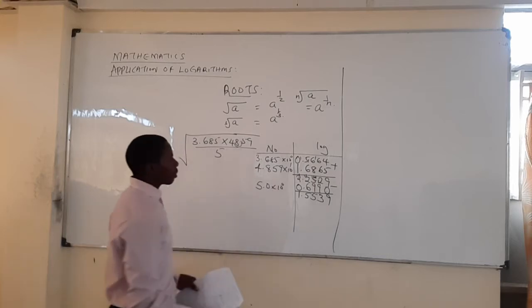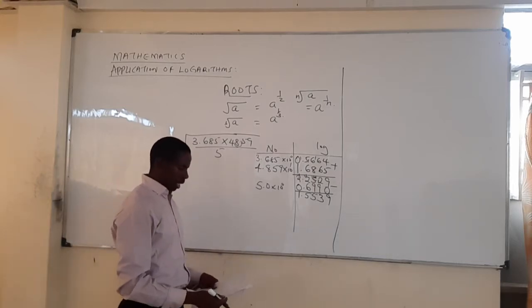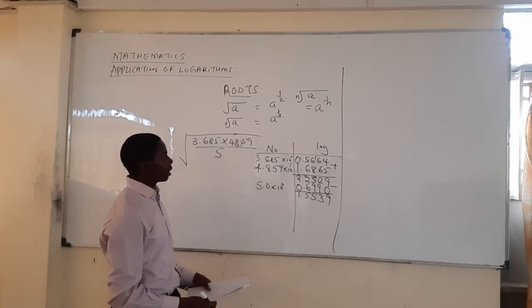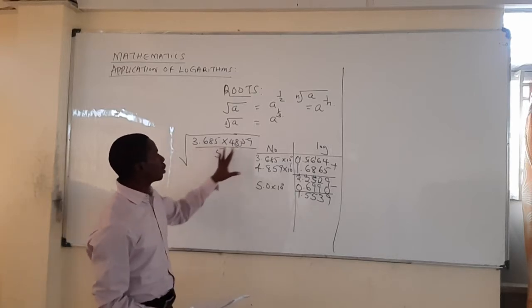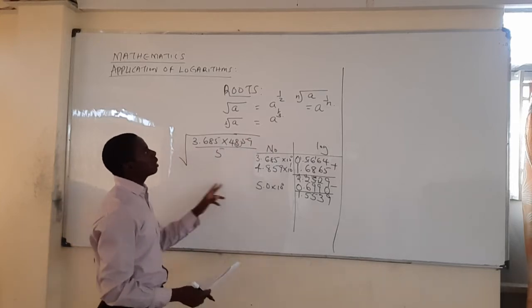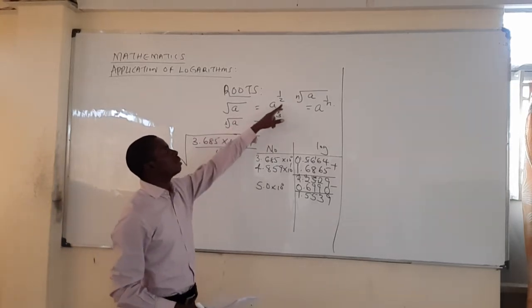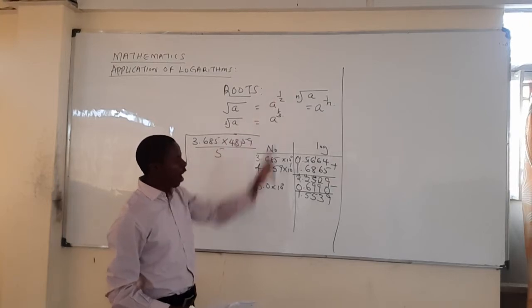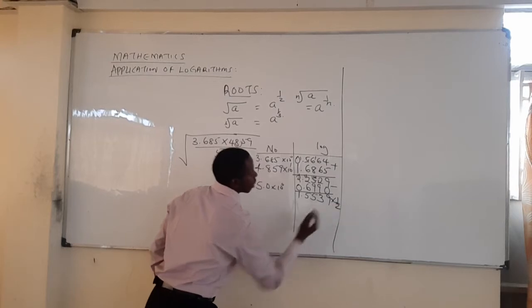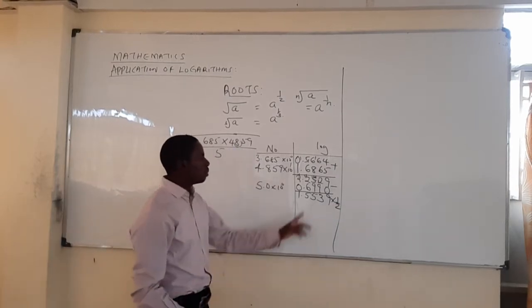So when we divide that, we get 1.5539. So we are through with the multiplication and division. Then you have this square root. For square root, just as we have said here, it's the same as times power a half. So this one we multiply by power a half, that is the square root. Or in other words, we divide by 2.